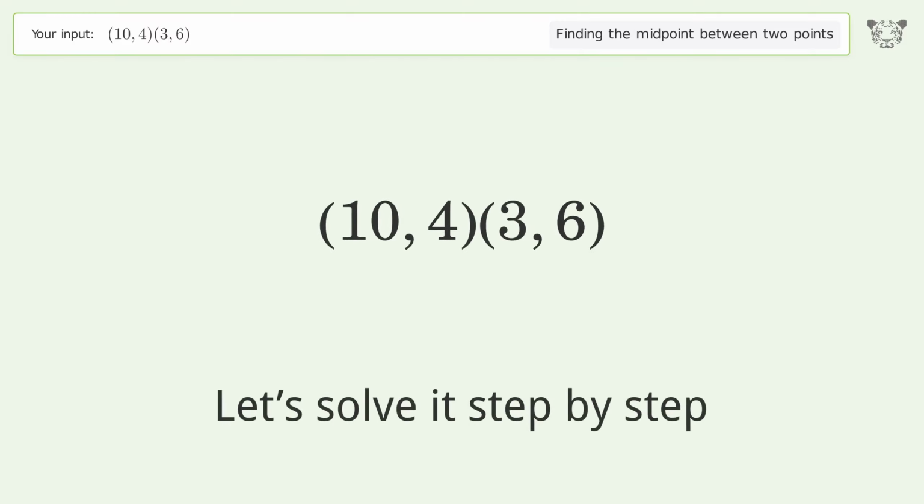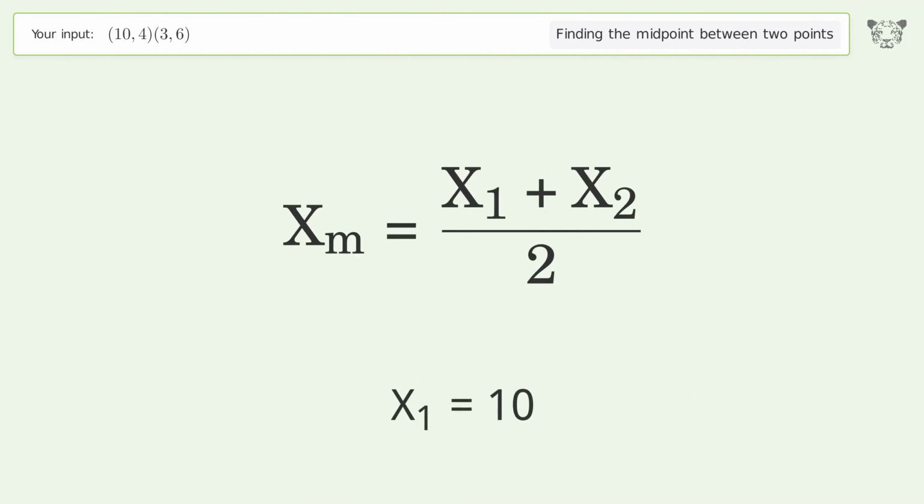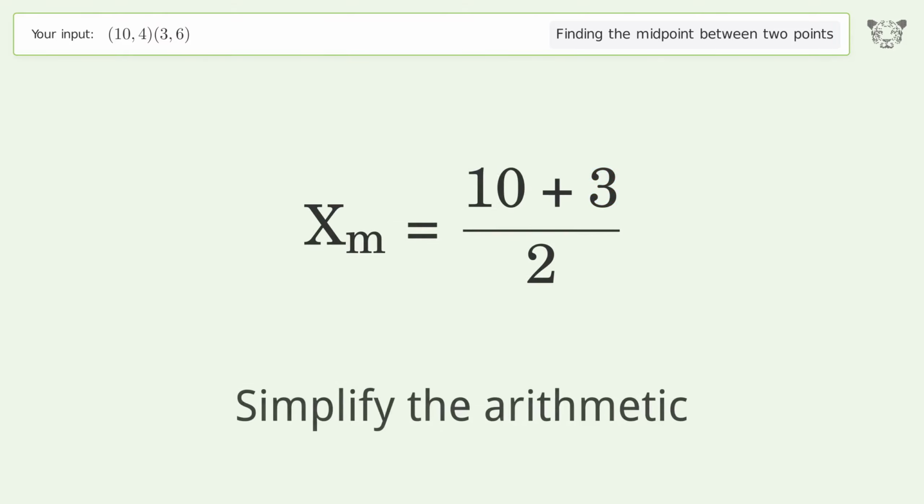Use the x values in the midpoint formula to find the midpoint's x. x1 equals 10. x2 equals 3. Simplify the arithmetic.